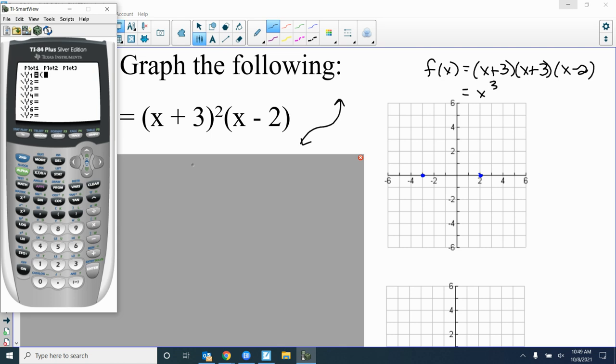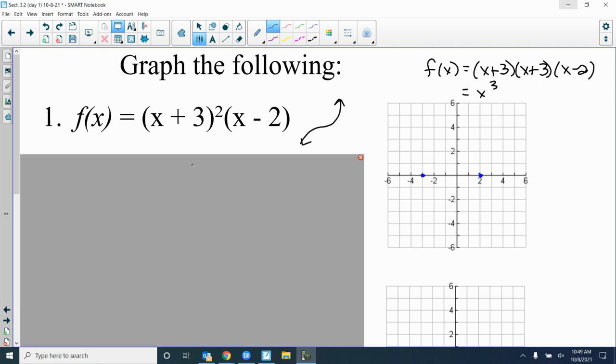And I got (x + 3) squared times (x - 2). Now when you graph it, I'm really concerned about the shape. Like I know it goes underneath here. So when you put it on your paper, just do this. It hits here, and you don't need to make it go all the way down where it disappears. Just give me the general shape.